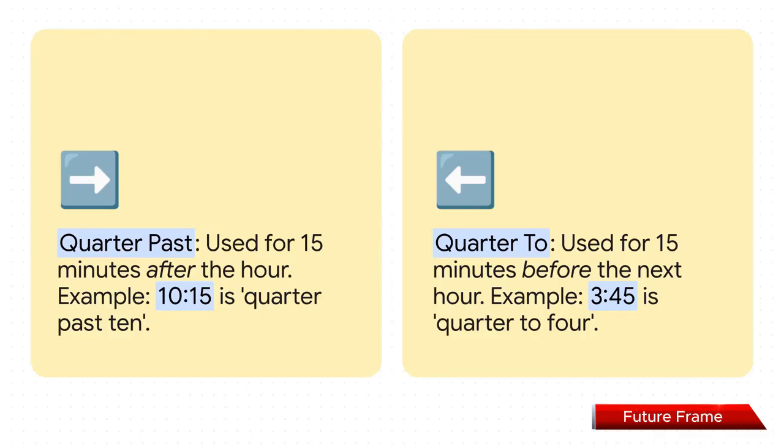Quarter past is what we use when we're 15 minutes after the hour. So 10:15 is quarter past 10. But quarter to is when we're looking ahead. It's for when we're 15 minutes before the next hour. That's why 3:45 is quarter to 4.